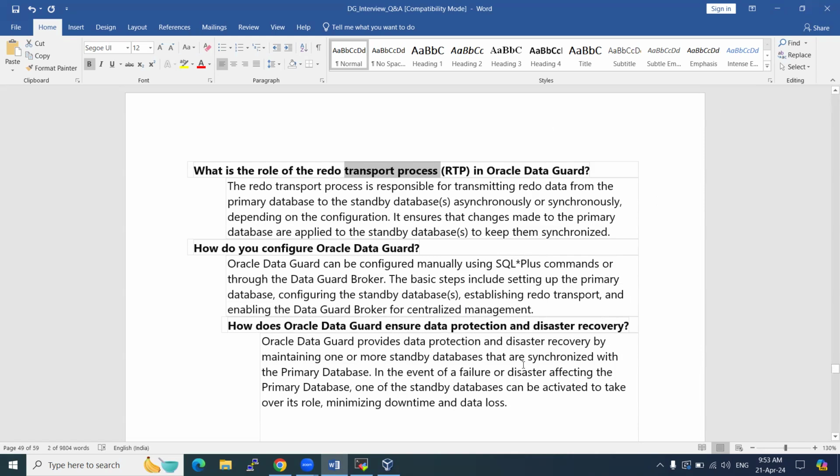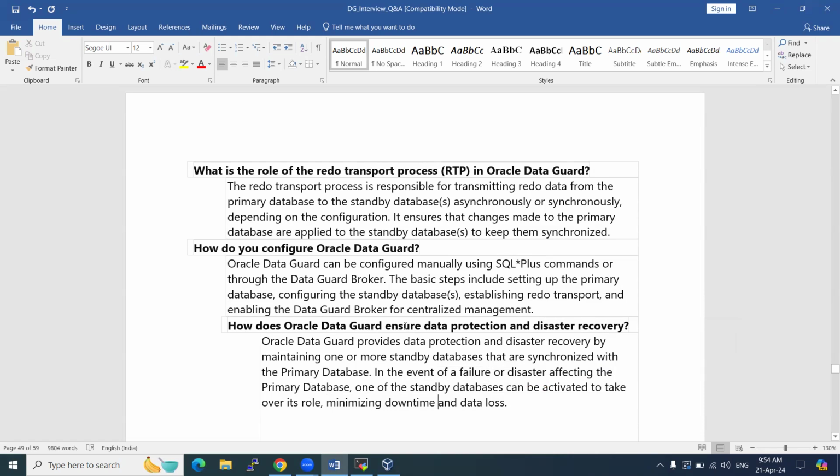In case of failover, when the primary is not available, our standby acts as the primary. As part of disaster recovery, we can do failover and switchover activities. In the event of failure or disaster affecting the primary, one of the standby databases can be activated to take over the primary role, minimizing downtime and loss of data. We might have slight data loss in our Data Guard scenarios.